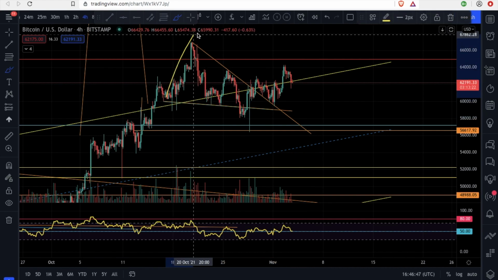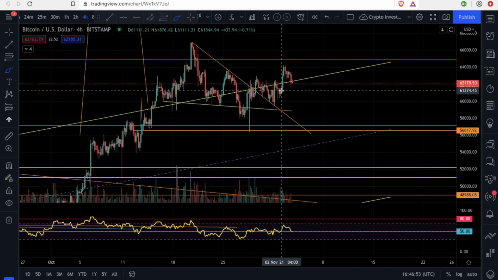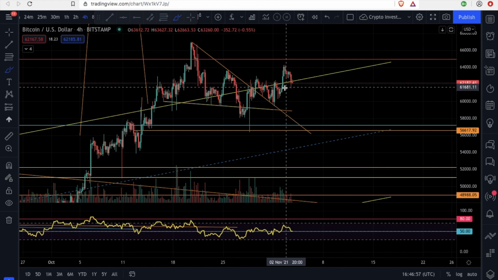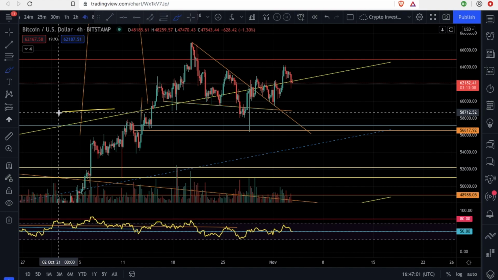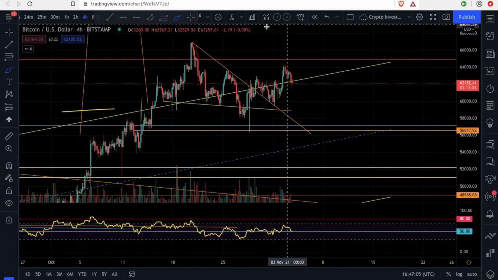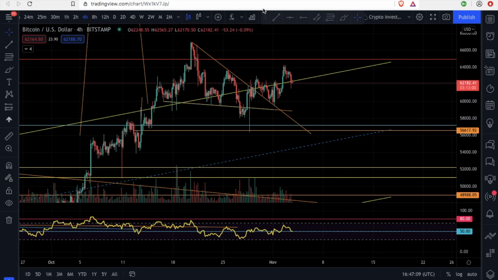The price target for this pattern, this falling wedge, will be the top of the wedge. That will be the all-time high for the Bitcoin price right here. So right now the Bitcoin price is struggling to stay above this yellow line. I will show you here. We'll click here. I'm going to show you where that yellow line is coming from.